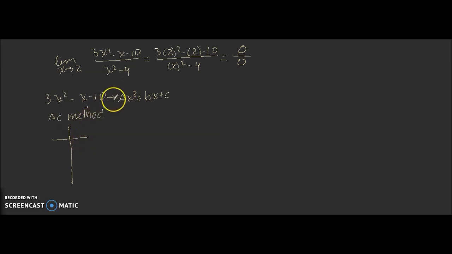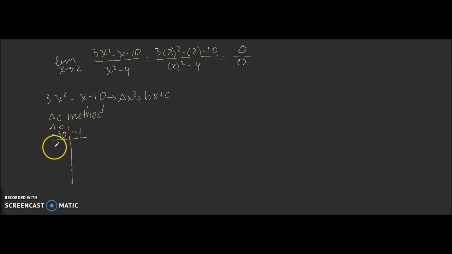Now, the AC method, what you do is you take your numbers A and C, which in our expression are 3 and minus 10, multiply them together, so you get A times C, which in this case is minus 30. Now you take your number B, and in our expression it is minus 1. You want to find the factors of minus 30 that when you add them together, they come up to be minus 1.